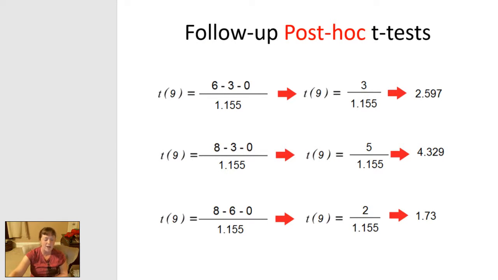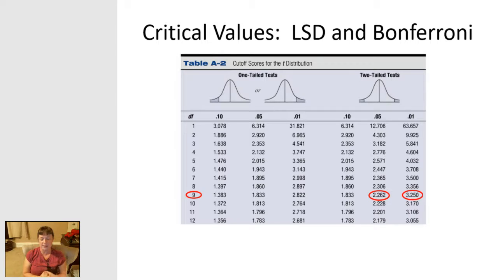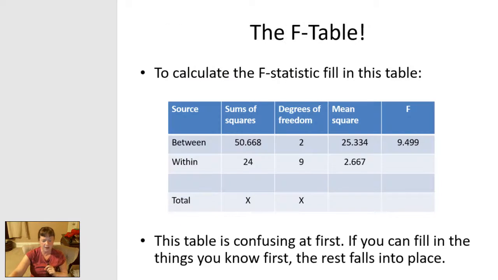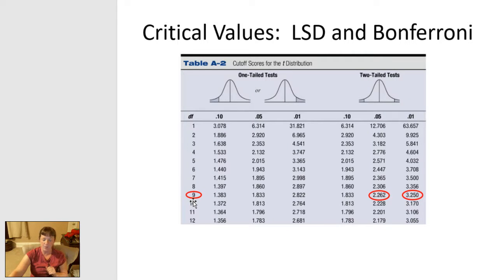And so let's see how we look up the critical values for a Fisher's LSD or Bonferroni example. Now, in our example that we calculated here, we had 9 degrees of freedom within. So that's how many degrees of freedom we're going to use to look up our critical t. So I've got 9 degrees of freedom. And here is an alpha of 0.05, which is what I would be using if I'm taking a Fisher's LSD approach. I'm not correcting. The ANOVA told me there'd be differences. I'm just going to find them. So I'm going to use a critical value of 2.262.